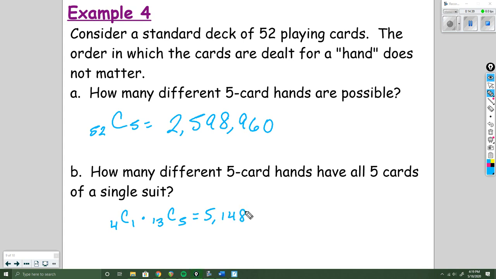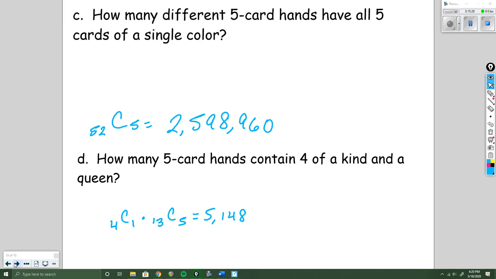5,148. And this is the amount of flushes that are possible in poker. Okay, all 5 cards of a single suit would be a flush, and we have, of course, straight flushes, normal flushes, and royal flushes, so that would be all the flushes that are possible in poker. Okay, the reason that we had to choose the suit first is because there are 13C5 different flushes in each suit, and then we have 4 different suits that are possible, and that's 4C1. All right, let's take a look at the last 2 parts.